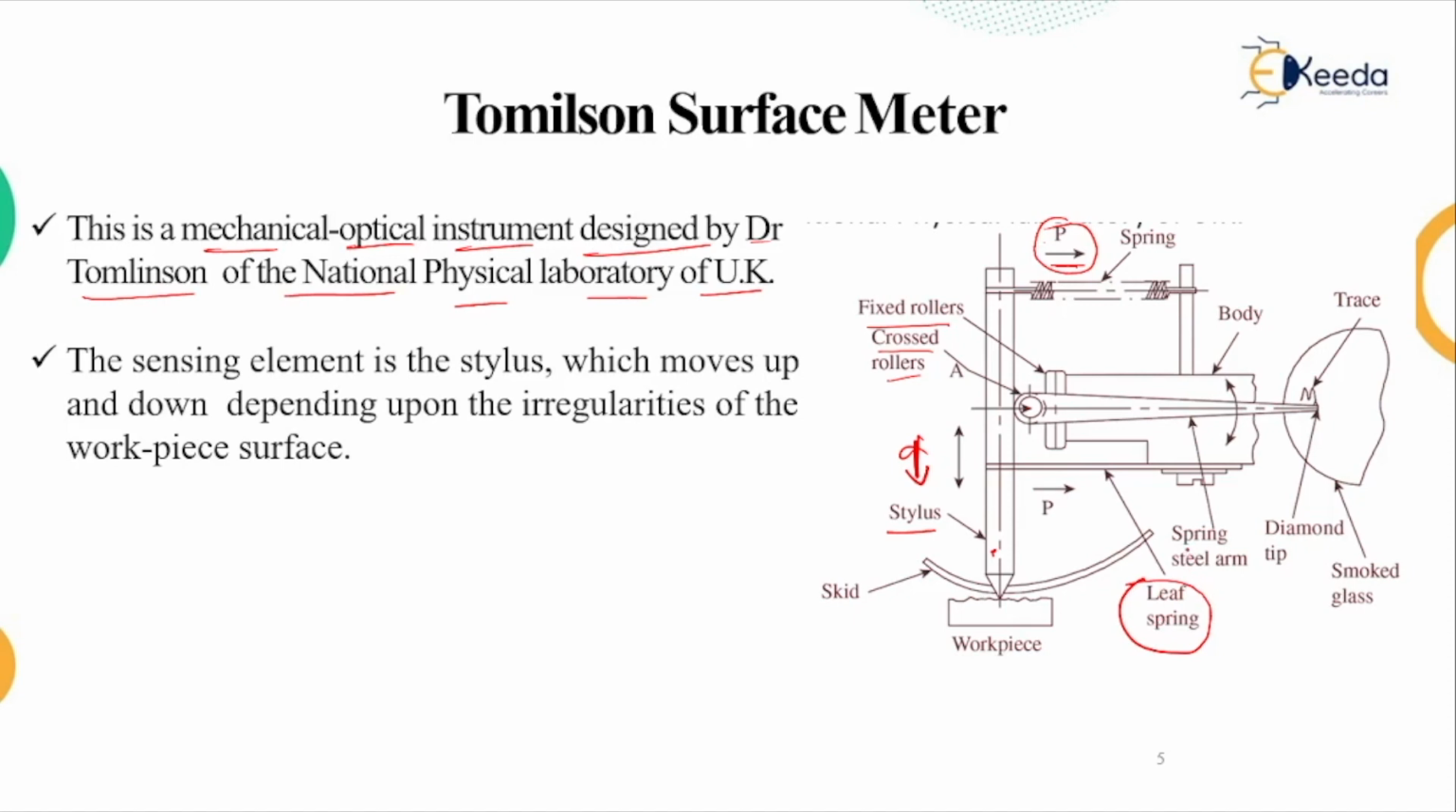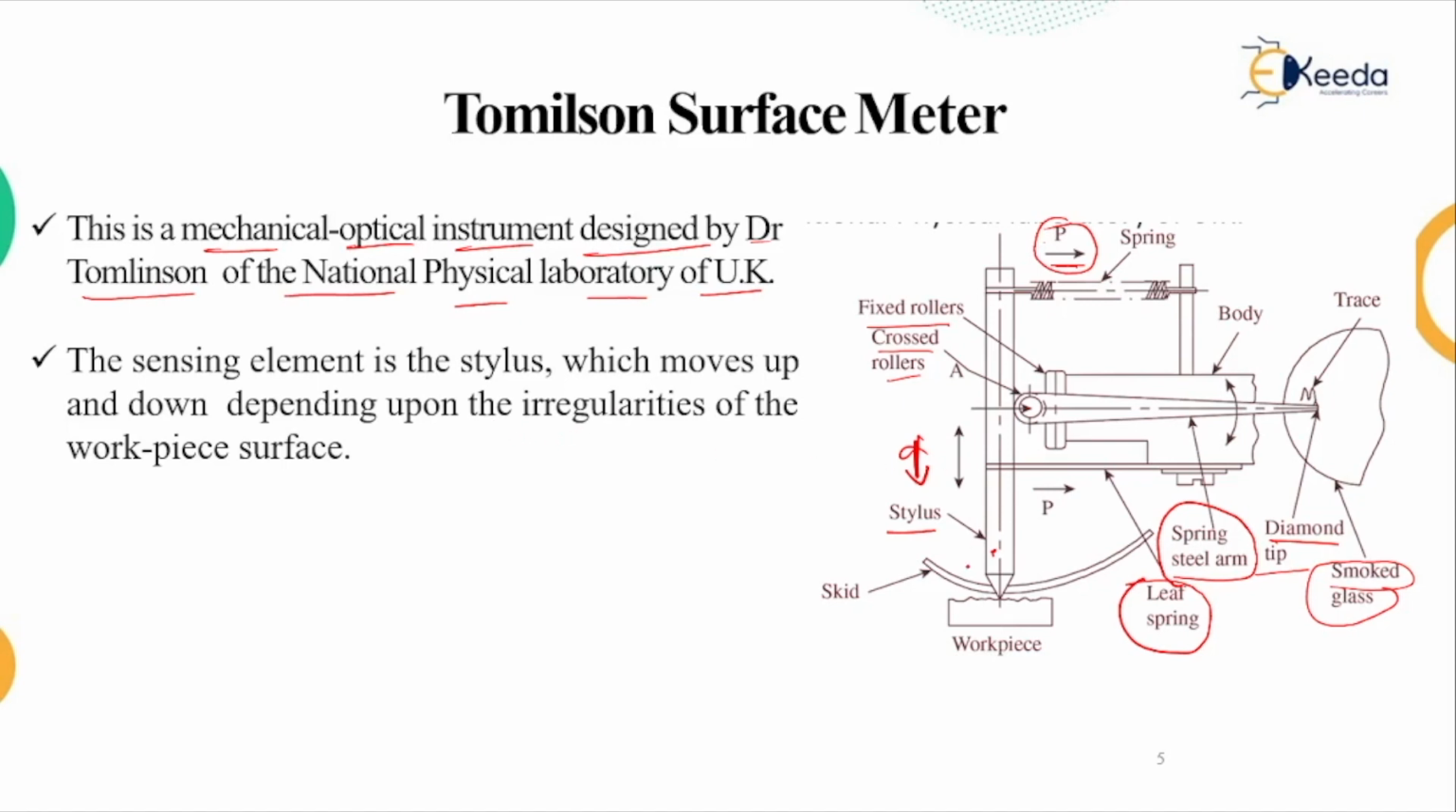Then there is a spring steel arm, which is required to transfer whatever motion this stylus has to the recording unit. At the end of this steel arm there is a diamond tip, and this diamond tip moves on the smoked glass for recording the trace or the profile. So that is the construction of this Tomlinson surface meter.